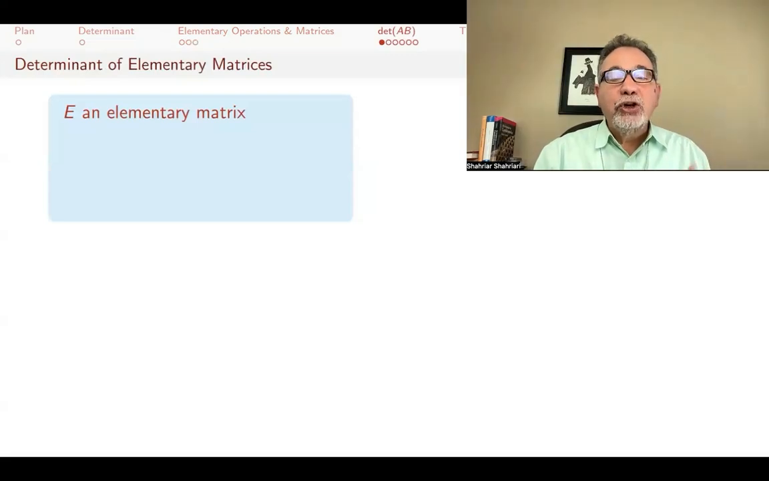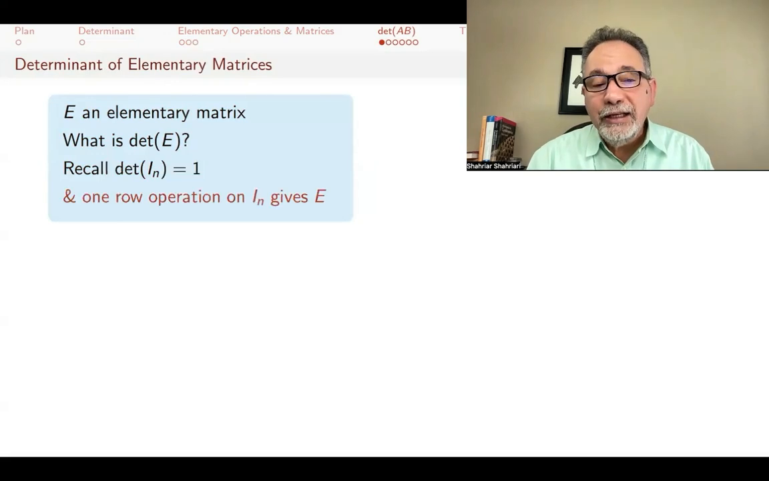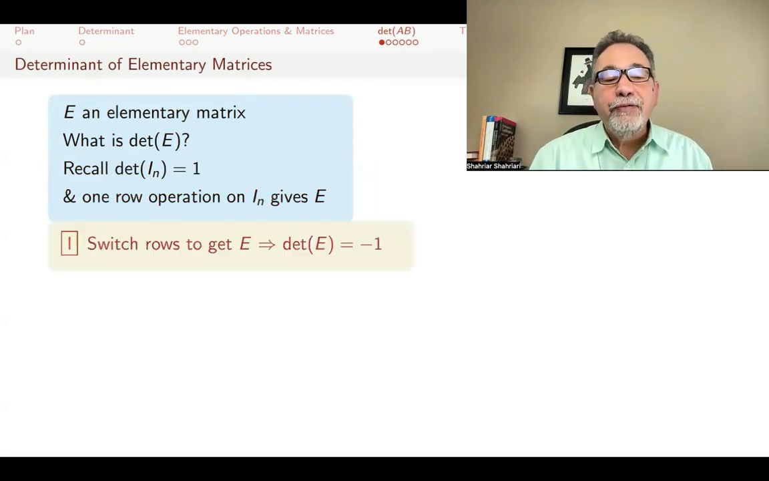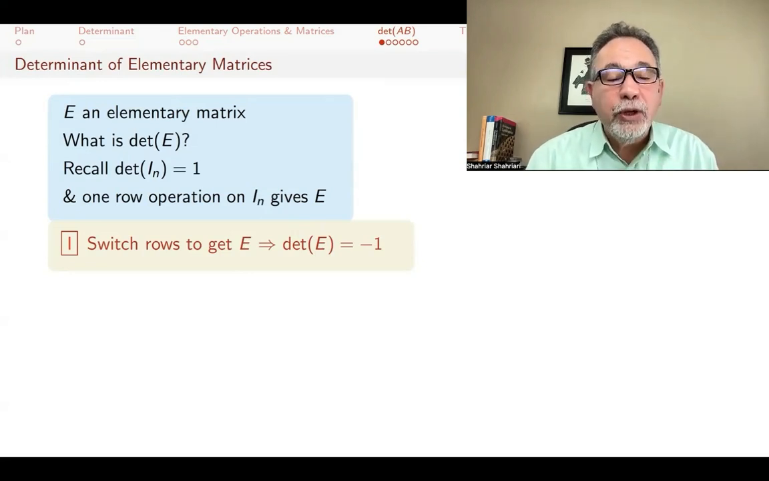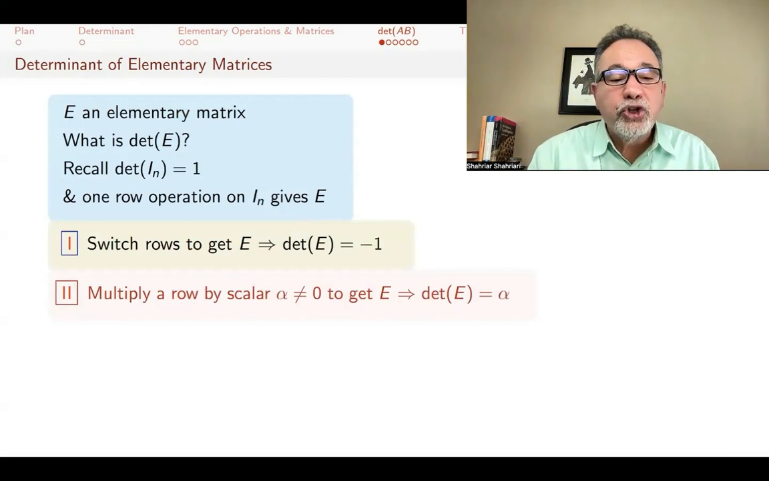Now, I'm going to talk about what the determinants of elementary matrices are. The determinant of identity is 1, and one row operation on identity gives E. If you switch two rows, so you start with identity and switch two rows, well, of course, we said that an elementary row operation multiplies the determinant by -1. So the determinant of that elementary matrix is -1. If you multiply a row by a scalar alpha to get E, the determinant is going to be alpha times 1, which is just alpha.